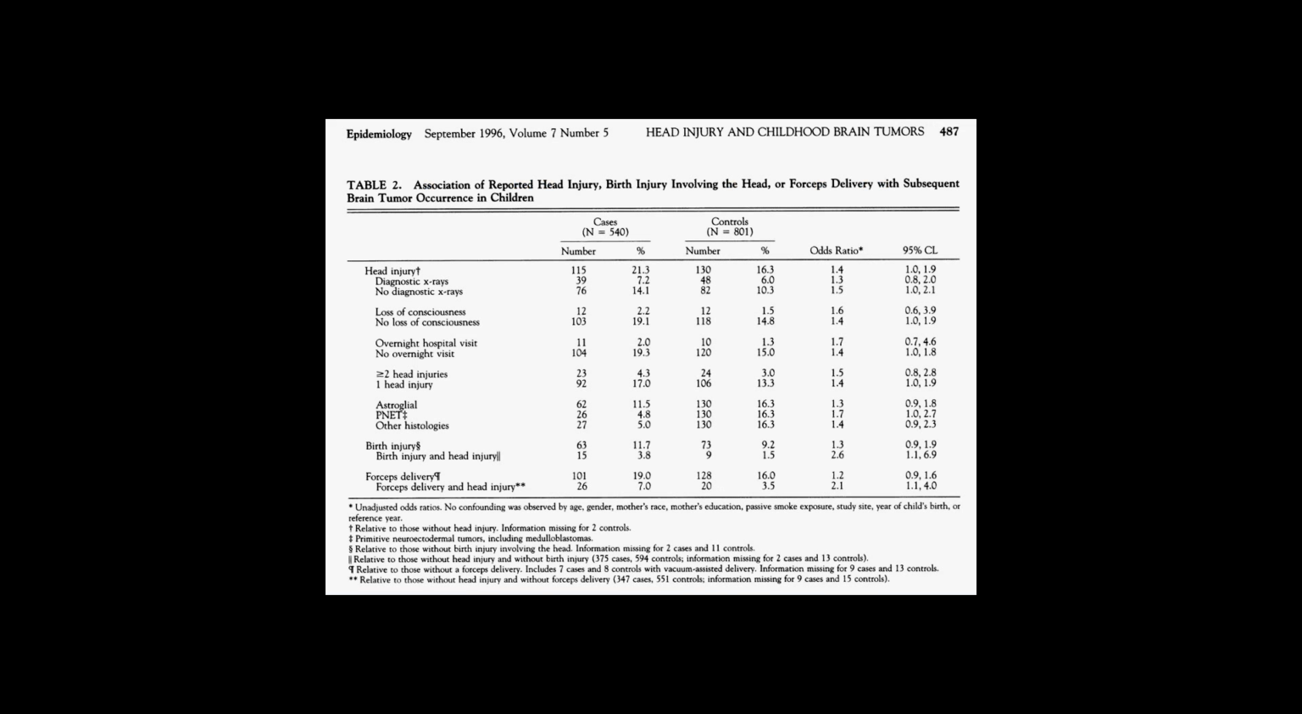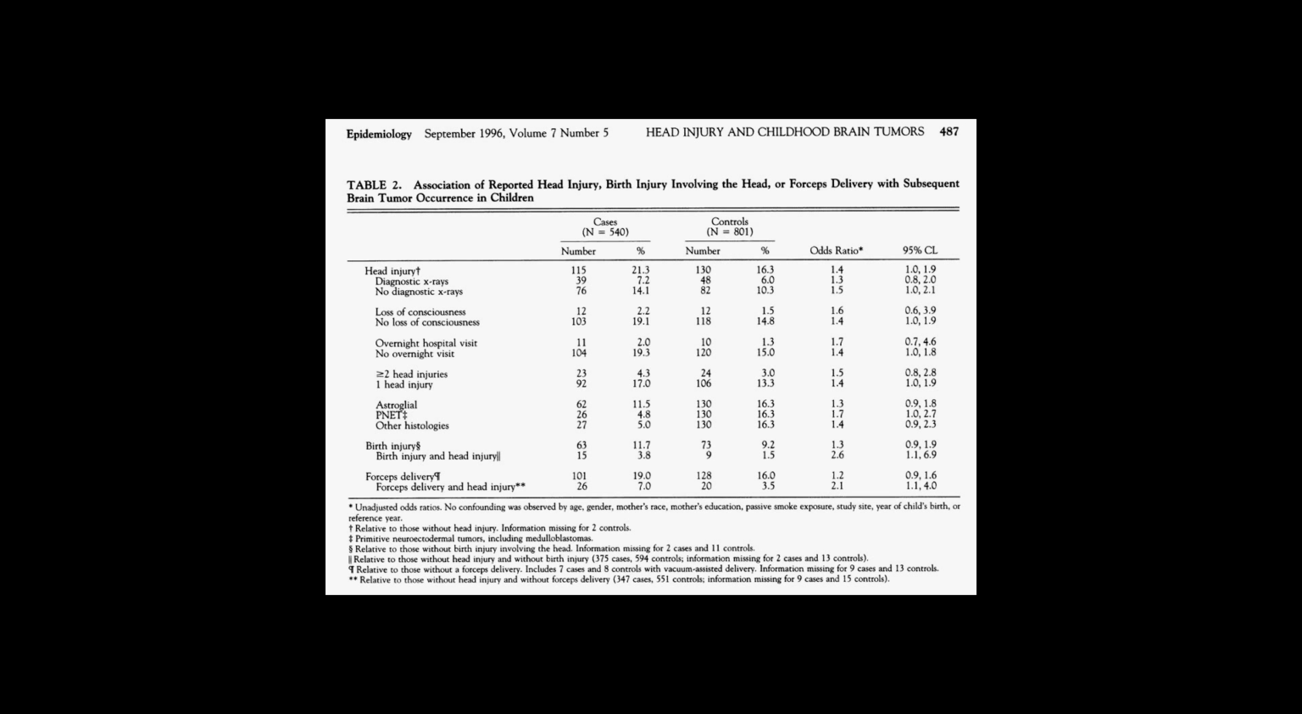To talk about selection bias and how it can affect your association measures, I have this study looking at the association between head injury, birth injury involving the head, or forceps delivery, with subsequent brain tumor occurrence in children.